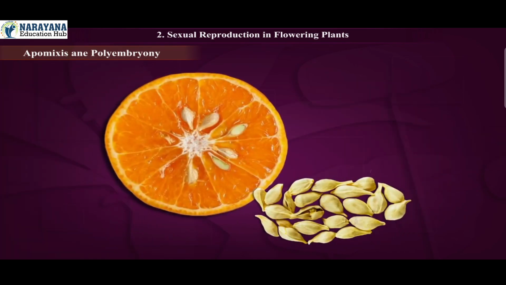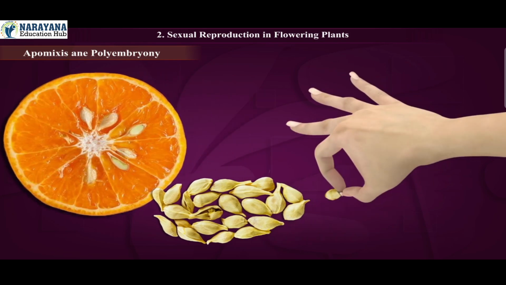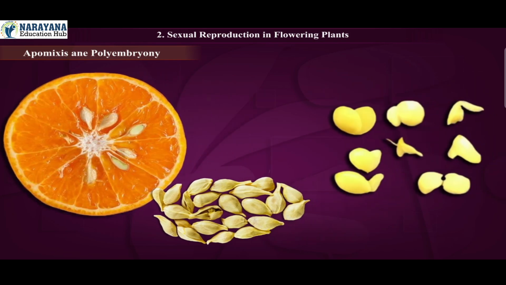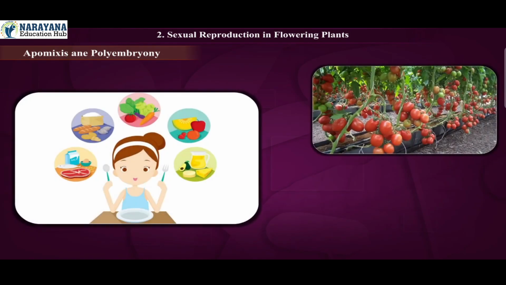Take out some seeds of orange and squeeze them. Observe the many embryos of different sizes and shapes from each seed. In each seed, a large number of embryos can be seen.